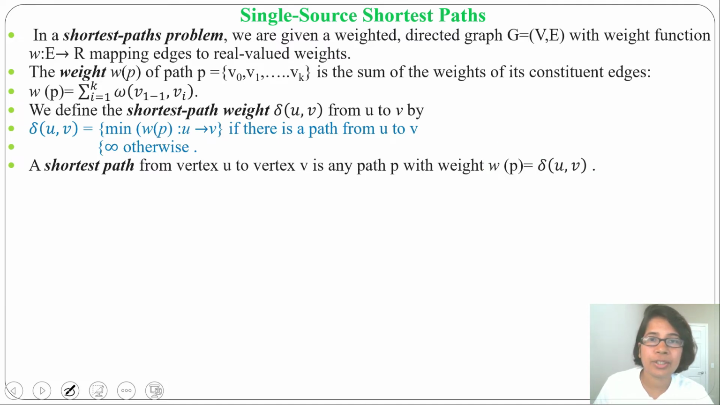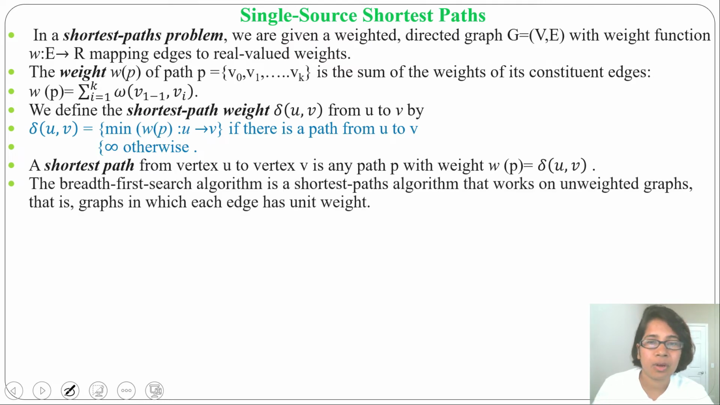I already discussed the breadth first tree. By breadth first tree, you can find the shortest path from the root to every vertex, but that was for an unweighted graph. Or you can say every weight is the same. But here for a weighted graph, how can you find the shortest path?